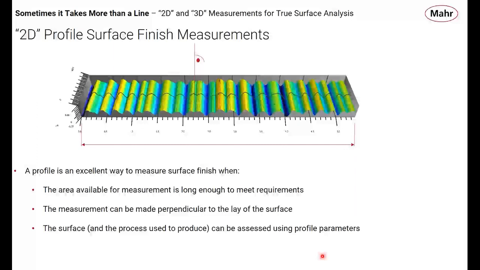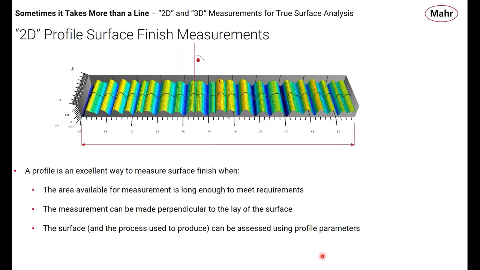But the point being, there's a length requirement for these. You have to have a minimum length. The other important requirement when doing these 2D profile measurements is that, generally, the guideline is the measurement has to be perpendicular to the lay of the surface. Again, in my example here, the lay of my surface, that's a diamond turned surface.